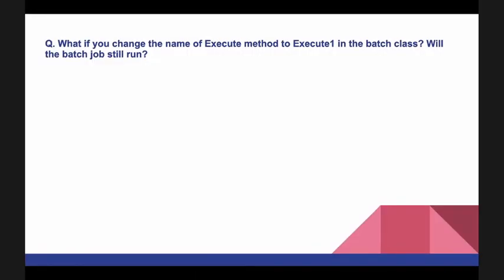What if you change the name of the execute method to execute1 in the batch class? Will the batch job still run? This is a very good question, and the interviewer will be able to judge whether we have practiced or not with this example. This is a method which we cannot change, so if you try to change it, you will get an error. It won't let you save the batch class, as it will say that the class must implement the execute method.